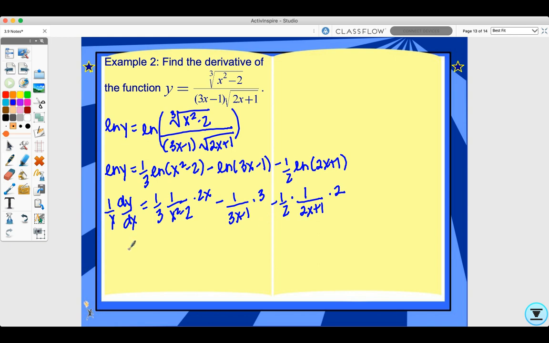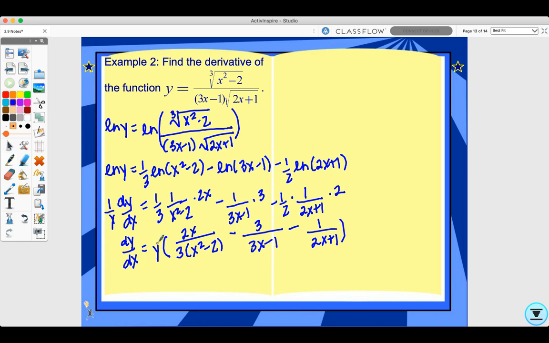So now we need to simplify for dy dx. So I'd have dy dx equals, I'm going to multiply both sides by y, and I'm just going to go through and simplify each one of these fractions. So I would have 2x all over 3 times x squared minus 2 minus 3 all over 3x minus 1 minus 1 over 2x plus 1 because my 2's cancel.